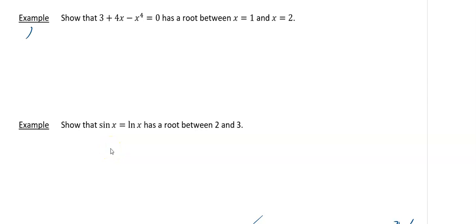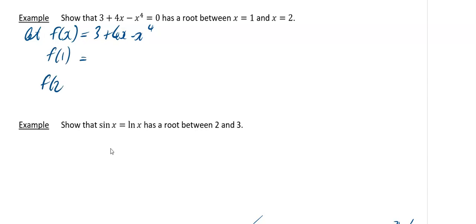In this example, the first thing you're going to do is say let f of x equal 3 plus 4x minus x to the 4, and then we're just going to put in f of 1, find out what f of 1 is, find out what f of 2 is, and then see if their signs are different. Firing 1 into this, and I would do this with my calculator, it would be 6. Fire in 2, it's going to be 3 plus 8 minus 16, which is going to be minus 5. Again, we're not really caring too much what the values are, 6 and minus 5, but we do care that the sign has changed.